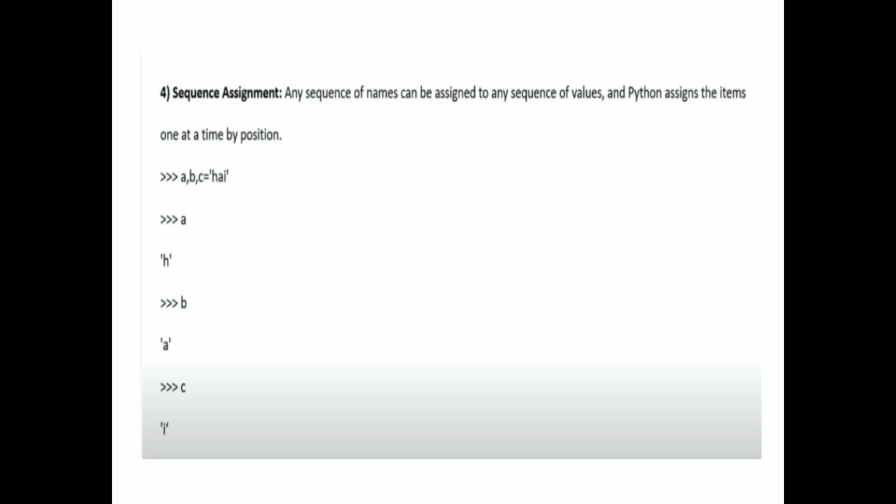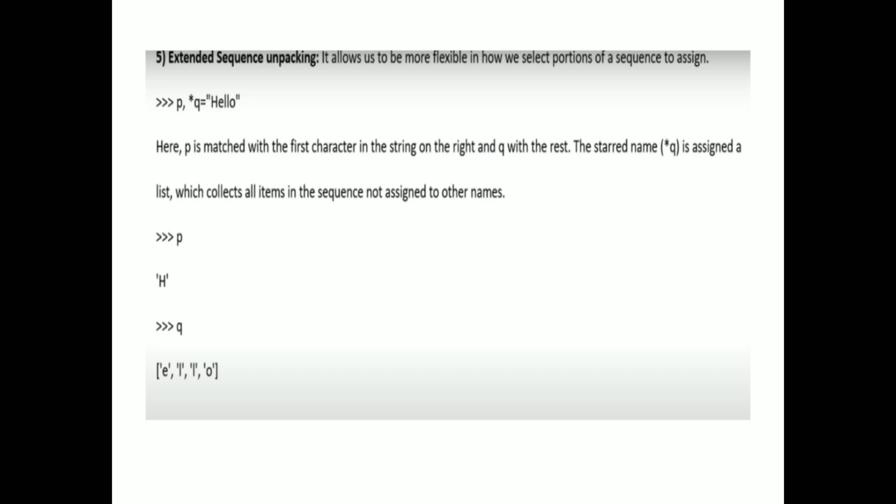and Python assigns the items one at a time by position. The example is: h will be assigned to a, next e will be assigned to b, and I will be assigned to c. Here, if you use a, the output displayed is h. If you use b, e will be displayed as the output. If you use c, I will be displayed as the message in the sequence assignment.